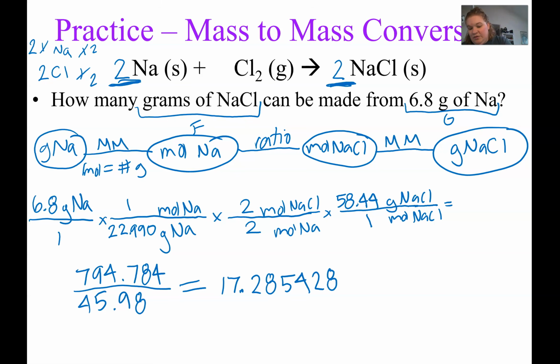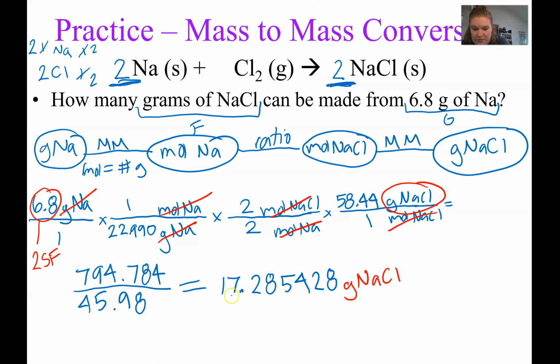So let's talk about units first. Grams of sodium, moles of sodium chloride. We're left with grams of sodium chloride. We started with 2 significant figures, so that's what we need to end with. So I'm going to underline that guy, look behind him, and it's a 2, so it's going to remain the same. So our final answer is 17 grams of sodium chloride.